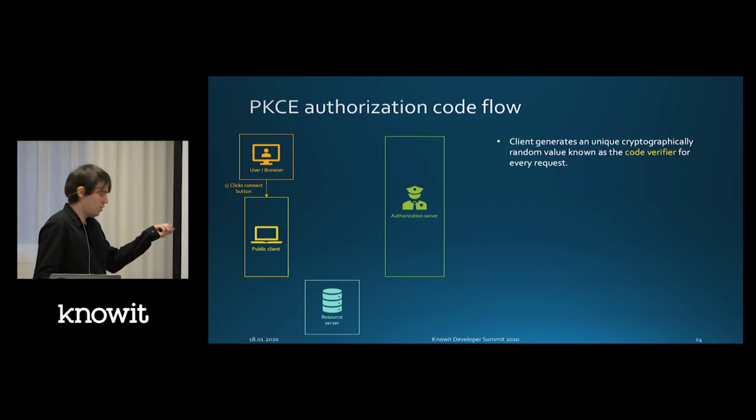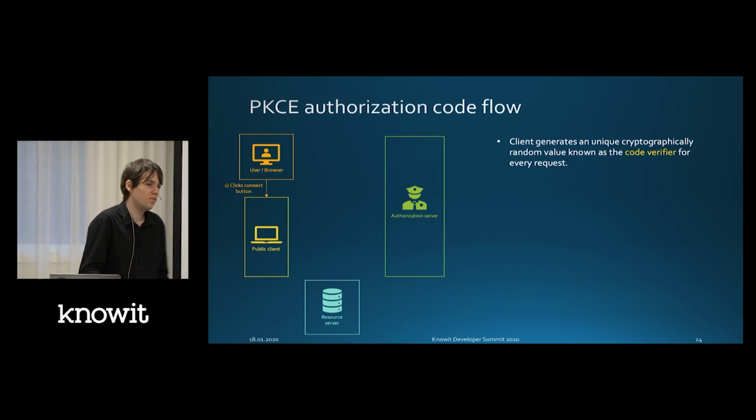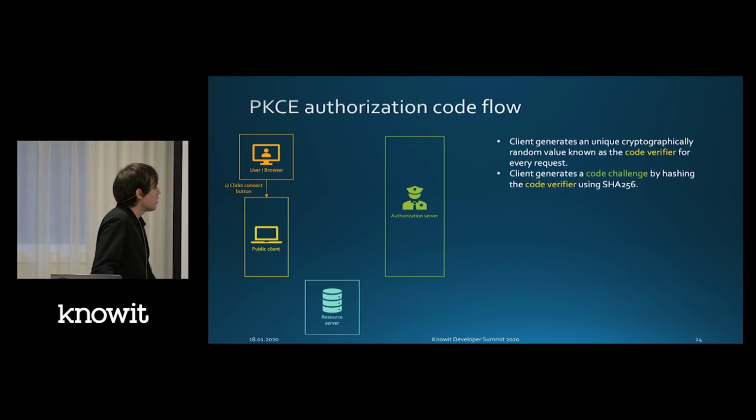but here's what changes. In the client, which is a public client, you want to generate a unique cryptographic random value, and this is known as a code verifier. Then you hash that code verifier, for example with the SHA-256 algorithm, and you get a new value. That new value is called a code challenge.